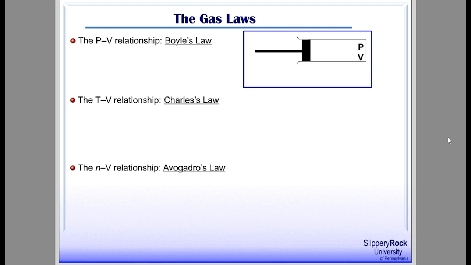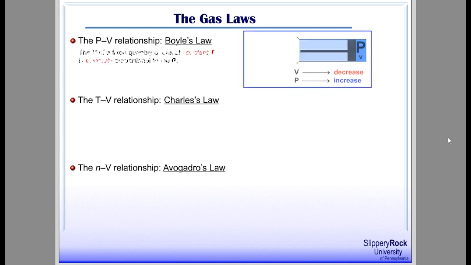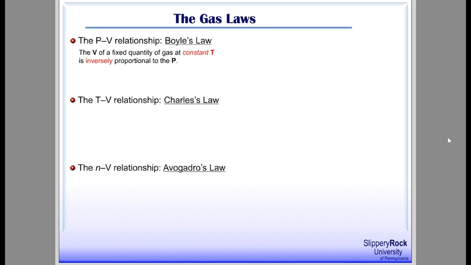When you push the piston to compress the gas inside, what would happen to the volume and pressure of the gas? As the gas is compressed, the volume of the gas decreases and its pressure increases as a result. It implies that the pressure and volume of gas are inversely proportional to each other. This leads to Boyle's law. It states the volume of a fixed quantity of gas at constant temperature is inversely proportional to the pressure.